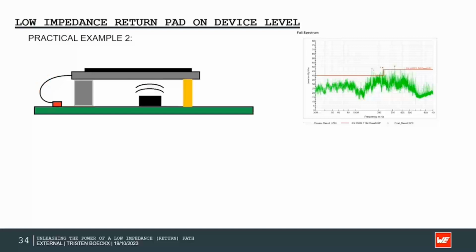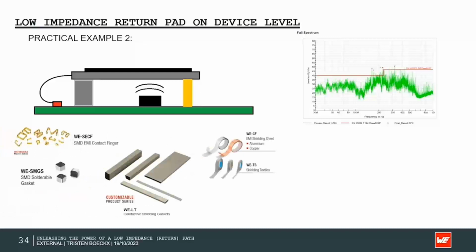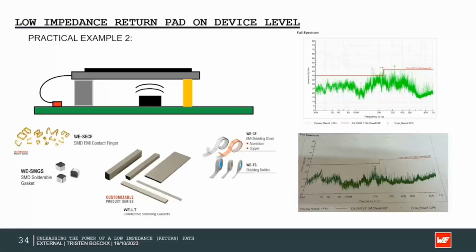By applying a gasket on the left side and an EMI finger on the right side, we were able to provide a low impedance return path and also provide the customer with a solution so that he passes the limits or passes the standards.